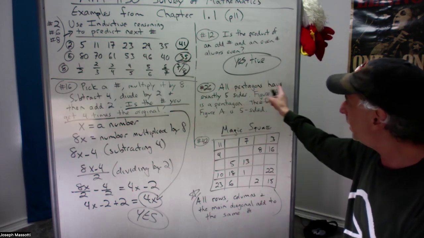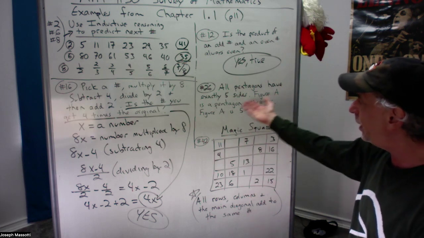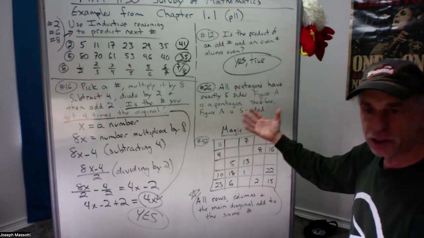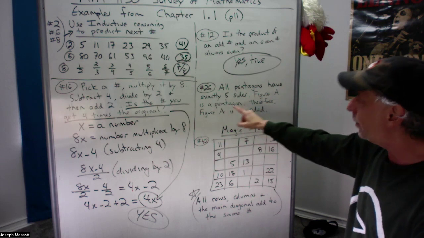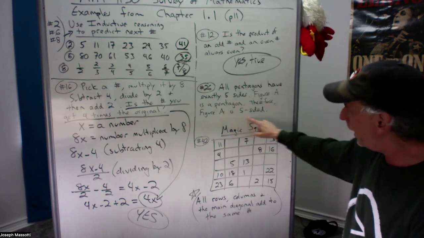So here, all pentagons have 5 sides. Figure A is a pentagon. Figure A is not shown. It's just a theoretical figure. But figure A is a pentagon. Therefore, figure A is 5-sided.